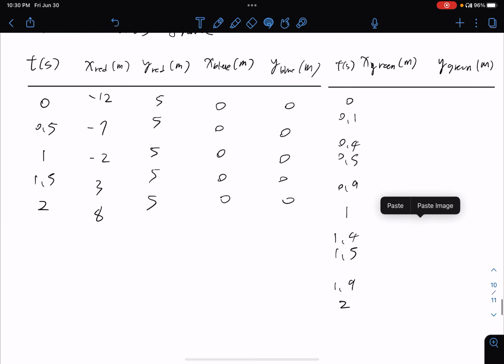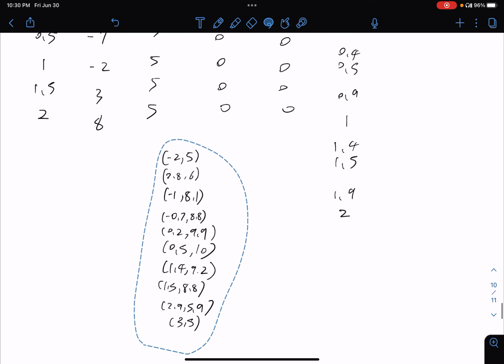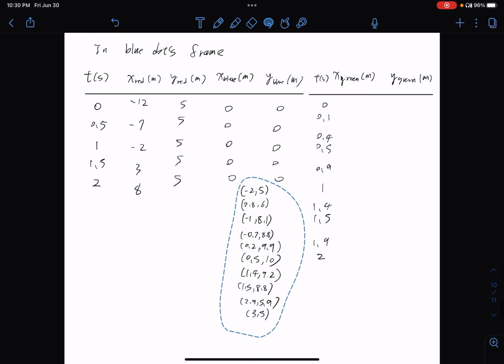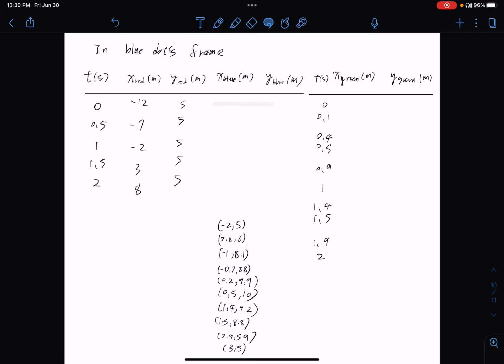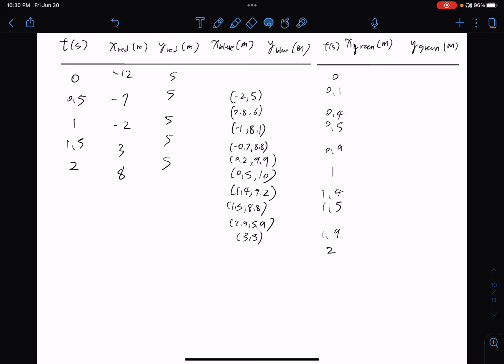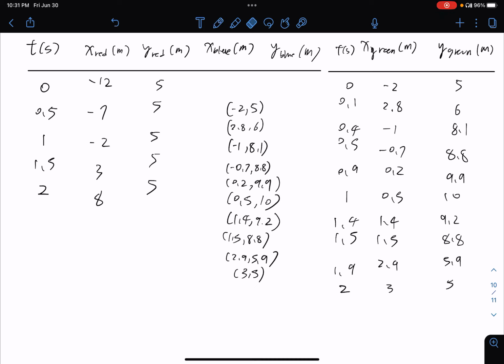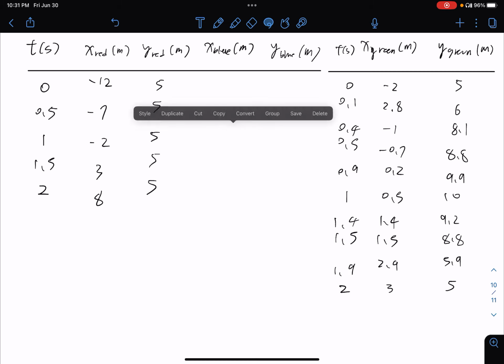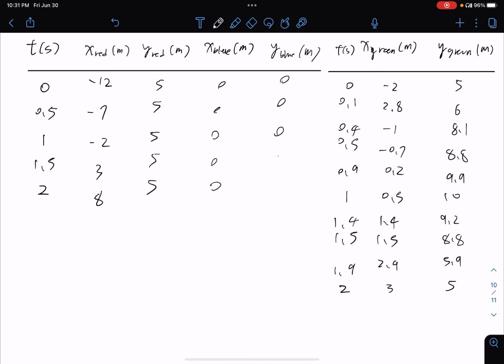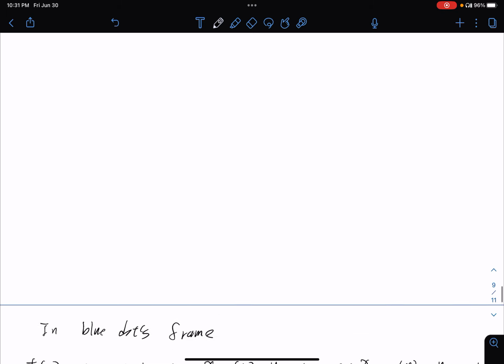Here, okay. So the X position of the green dot, let me just remove this a little for now because it's just 0. Okay, so for the green dot, it's going to be -2, 2.8, -1, -0.7, 0.2, 0.5, 1.4, 1.5, 2.9, 3, and for the y it's 5, 6, and so on, 8, 8, 9, 9, 10, 9.2, 8.8, 5.9, and 5. Good. Let me put the zeros back just for consistency. Good. So now I'm for sure ready to plot all the plots.